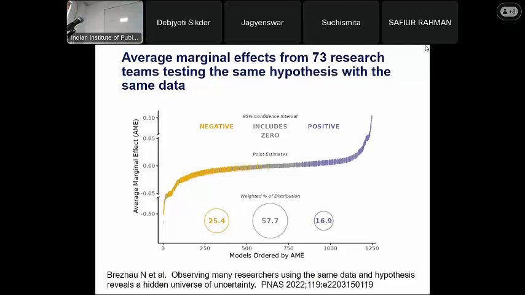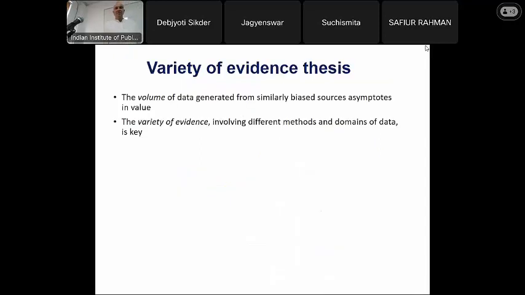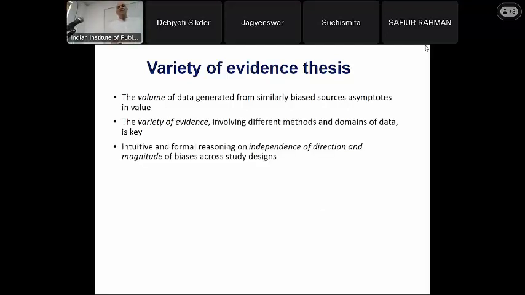But these are with the same data set. By the analytical choices you make, how you analyze the data, you can get answers pointing in just opposite directions. So what's required is a variety of evidence which involves different methods and domains of data, rather than replicating studies in the same setting.